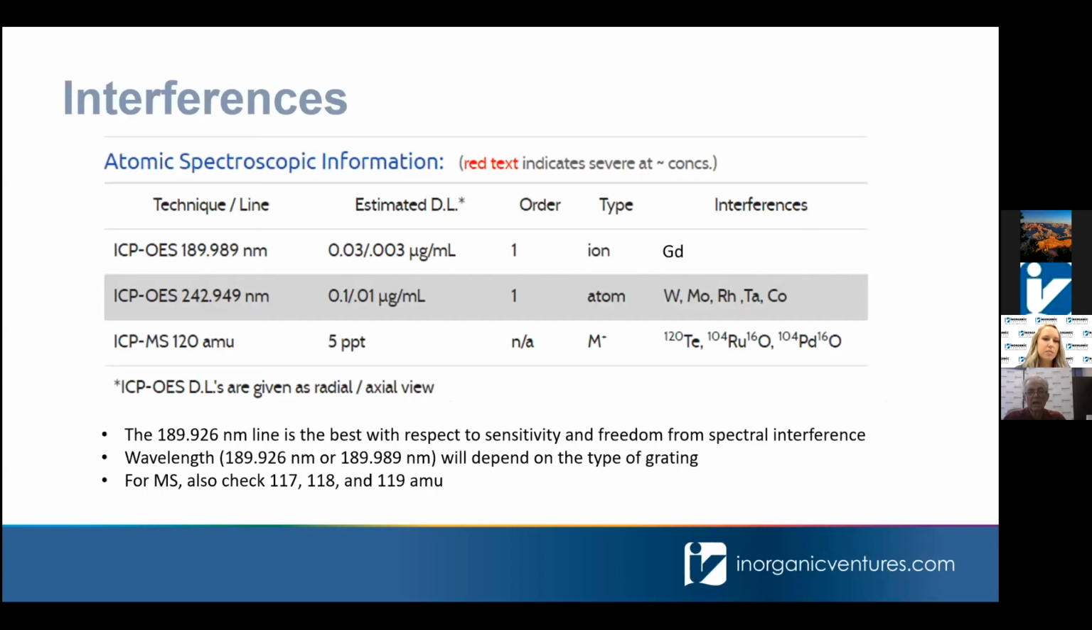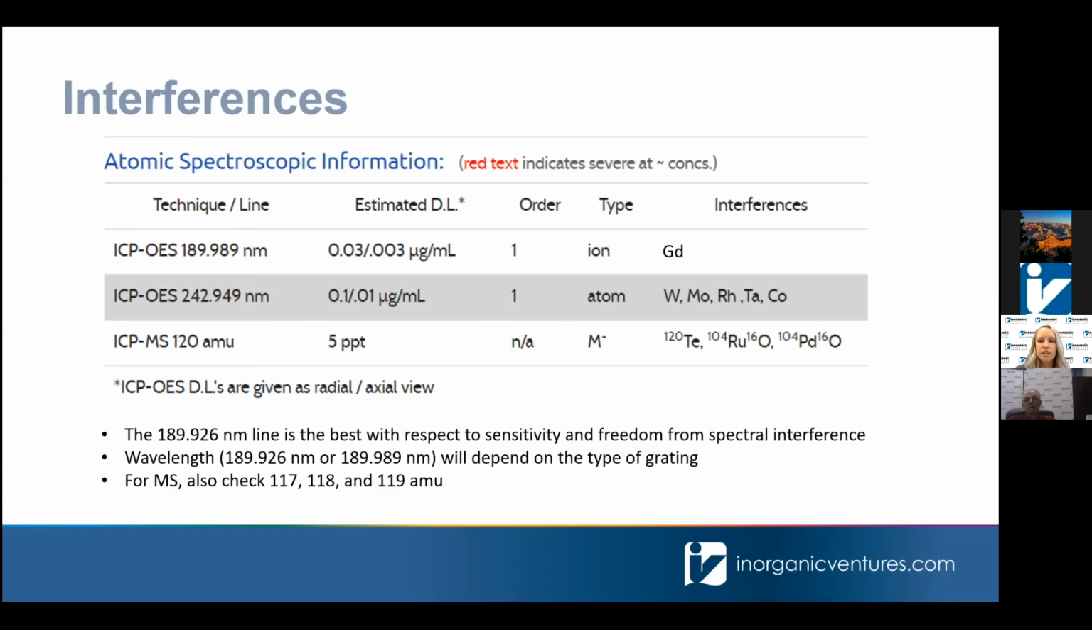So we've listed some of the lines to use for tin analysis for OES and mass spec. Again, we recommend looking at multiple lines if you can, just to make sure that you're getting consistent results. For tin on OES, we usually recommend the 189 line. There is a gadolinium interference here, but you do have good sensitivity, and it's probably going to be your best line as far as interferences, because the 242 line, as you can see here, has a lot of interferences.